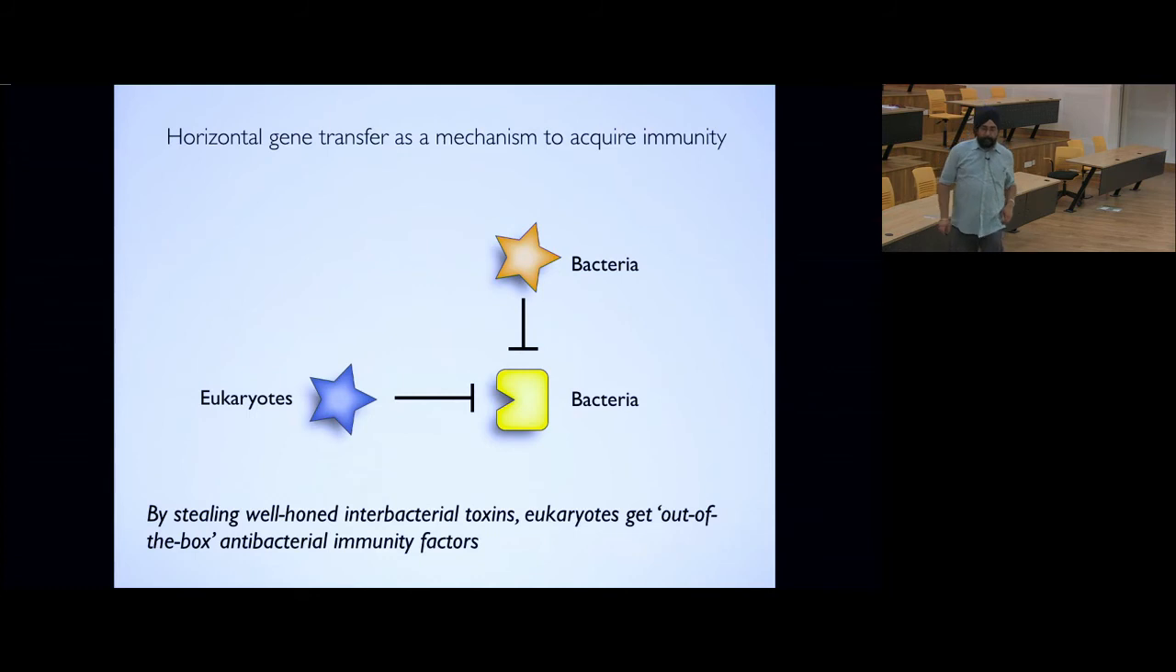That's right. 6 independent times the transfer occurred and was preserved. There could have been many instances where it occurred but was not preserved, so we would not have been able to identify it. And in each case, it came from a different bacterial genus.